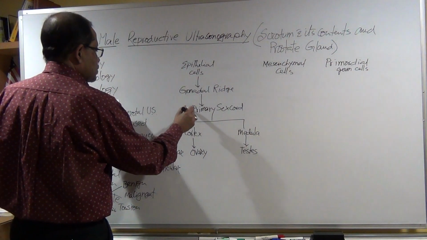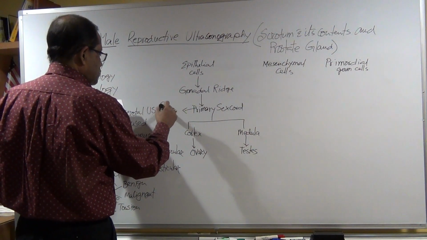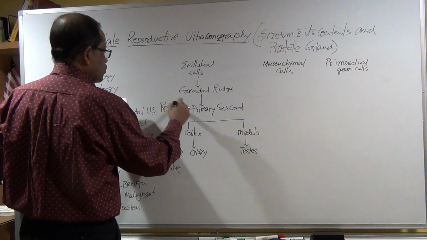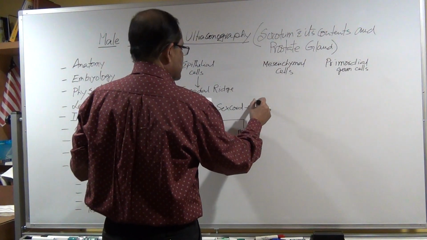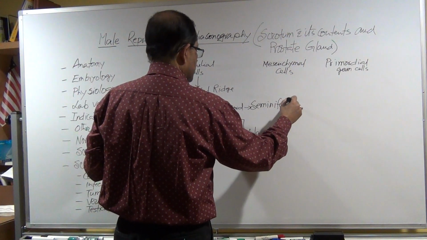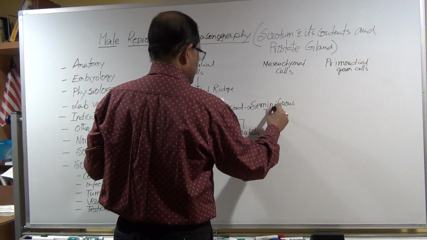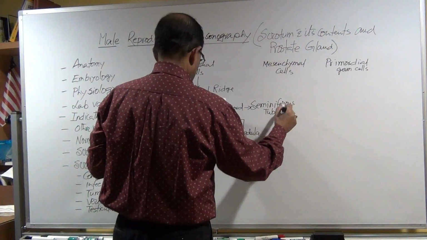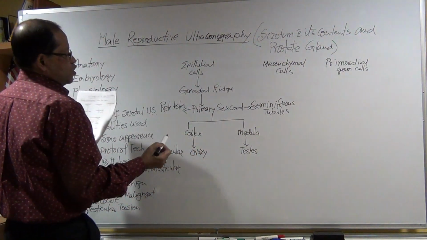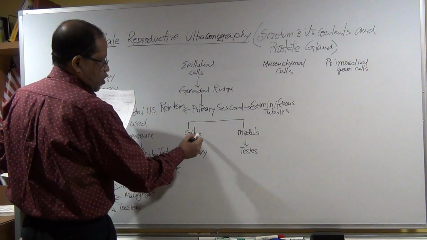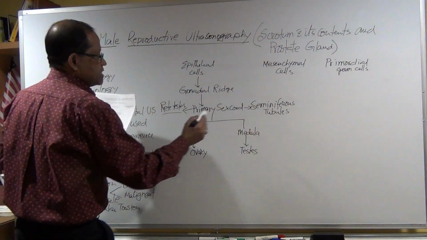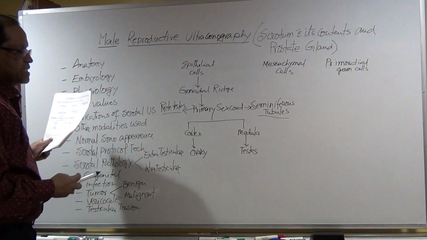From the primary sex cord, retitestis of the testicles will form, and seminiferous tubules will form. So that means the primary sex cord forms 4 things: cortex, medulla, retitestis, and seminiferous tubules. This is retitestis and seminiferous tubules. These are inside the testis.